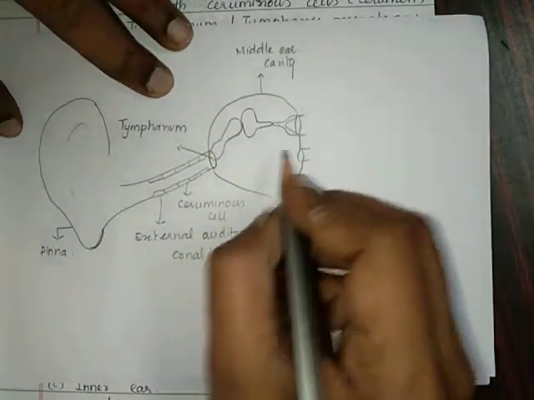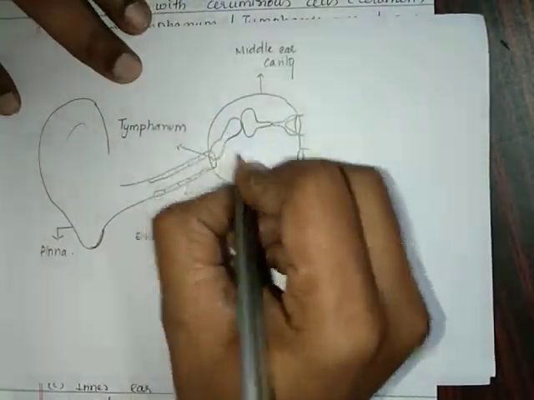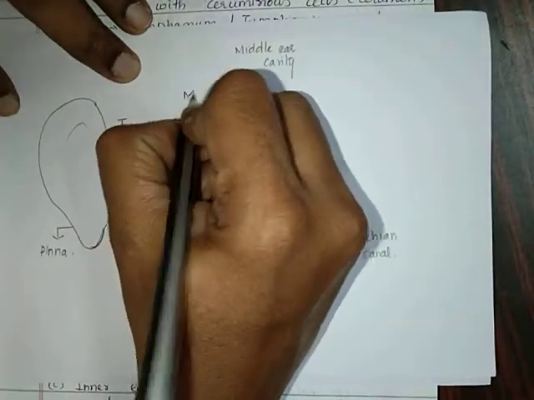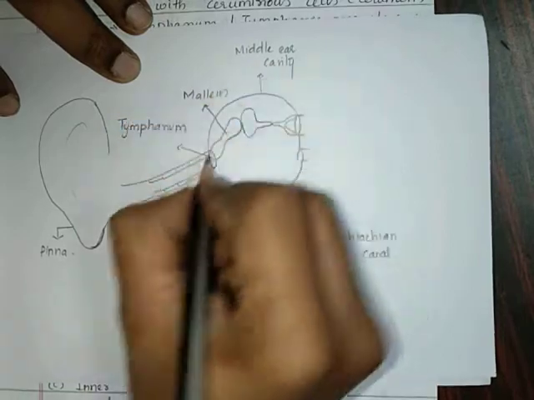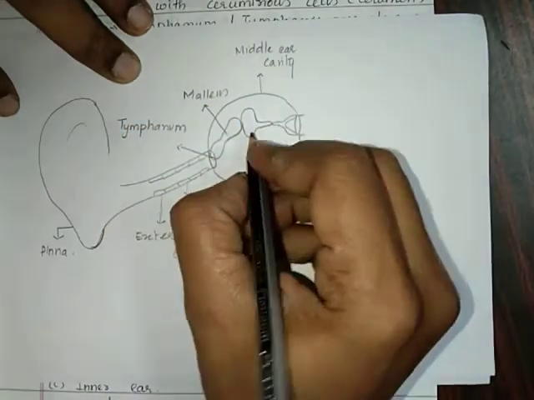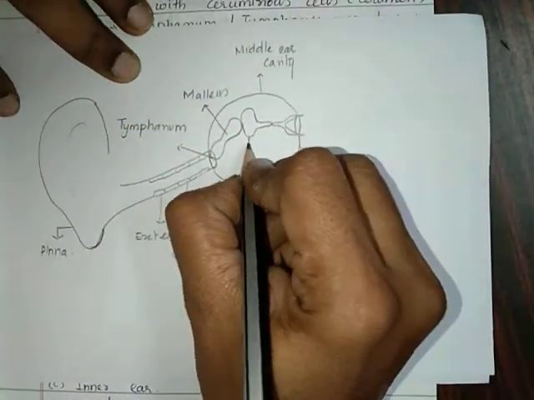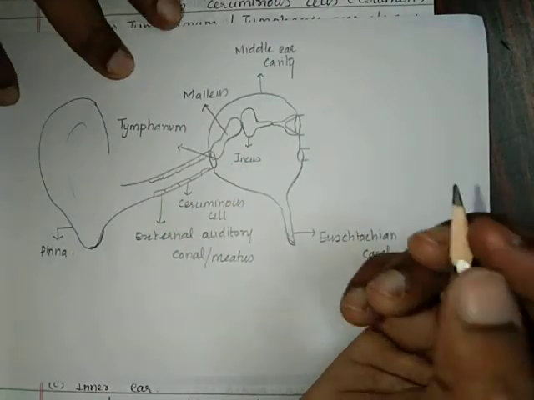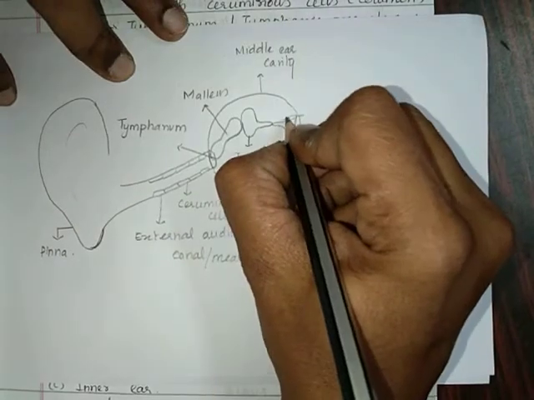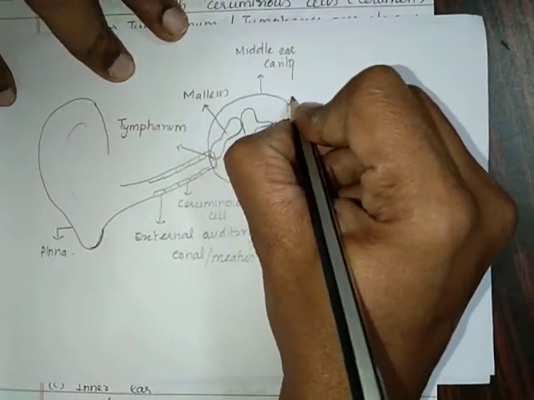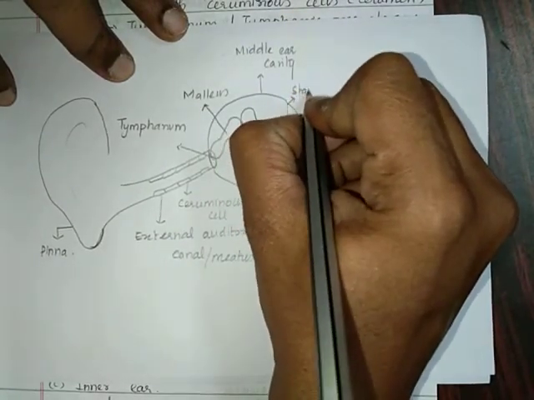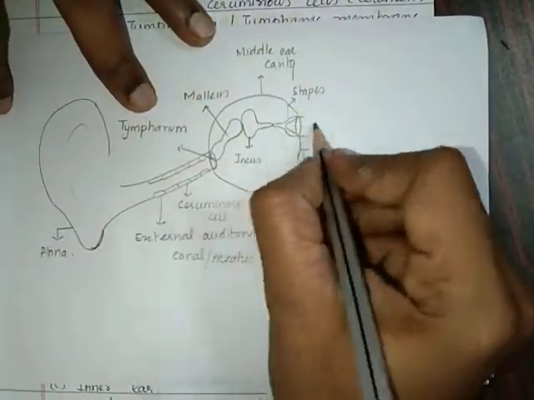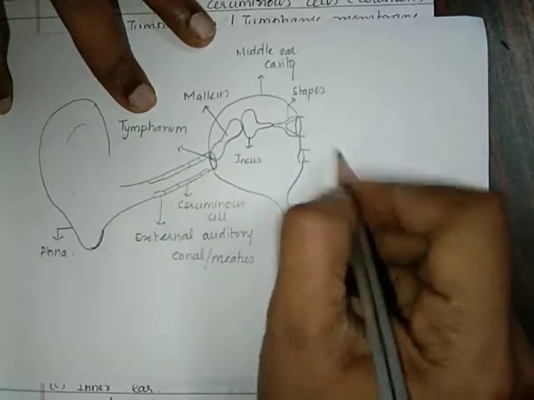This is the eustachian canal, and this is the malleus, in direct contact with the tympanic membrane. The next one, I'll write it here itself, is the incus. This bone is called the incus bone, and the third bone is called the stapes, which is the smallest bone in our body, and it is connected with the inner ear. So the inner ear is going to be here.